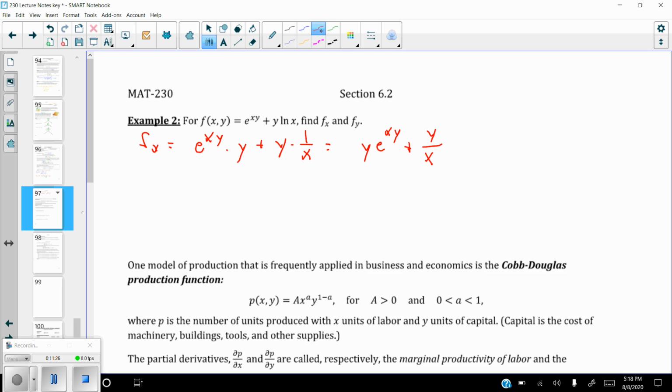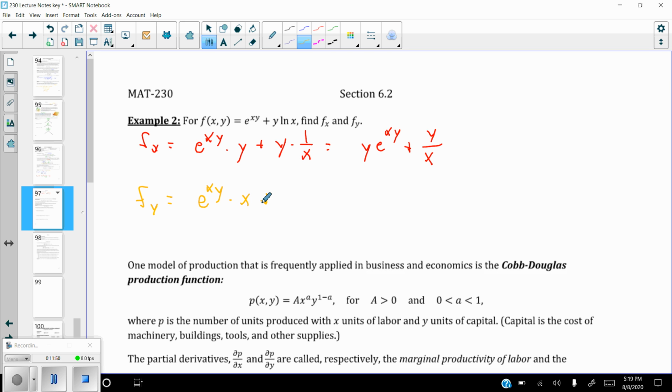Okay, now let's go ahead and do the partial with respect to y. So it's pretty much going to be the same thing for the first one. That's going to be rewrite it e to the xy. But now the y is the variable and the x is the constant. So we're going to multiply that by the derivative of xy with y being the variable. So that's just going to give us x.